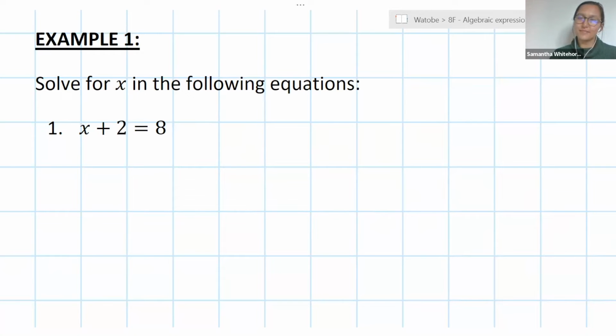We have to start to have x plus 2 is equal to 8. So we have to, in that x, we put in 6 plus 2 is equal to 8. Awesome. Well done. Well done, girl. Well done.